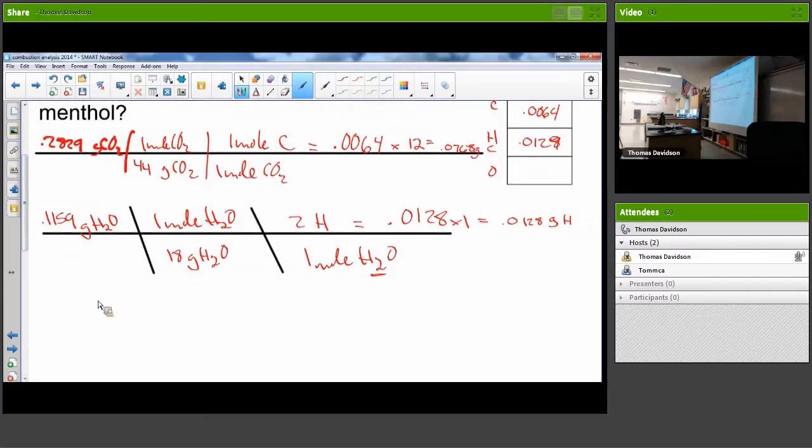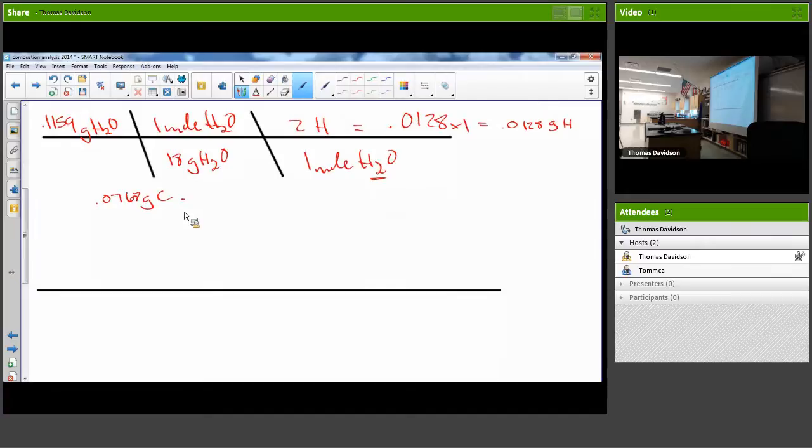So I'm going to take my grams of C, 0.0768 grams of carbon. I'm going to add it to my grams of hydrogen, 0.0128 grams of H. And I get a number. Did anyone write that number down? 0.09 what? 0.0896. All right. Now, this is the mass of C and H. It's not the mass of O, right?